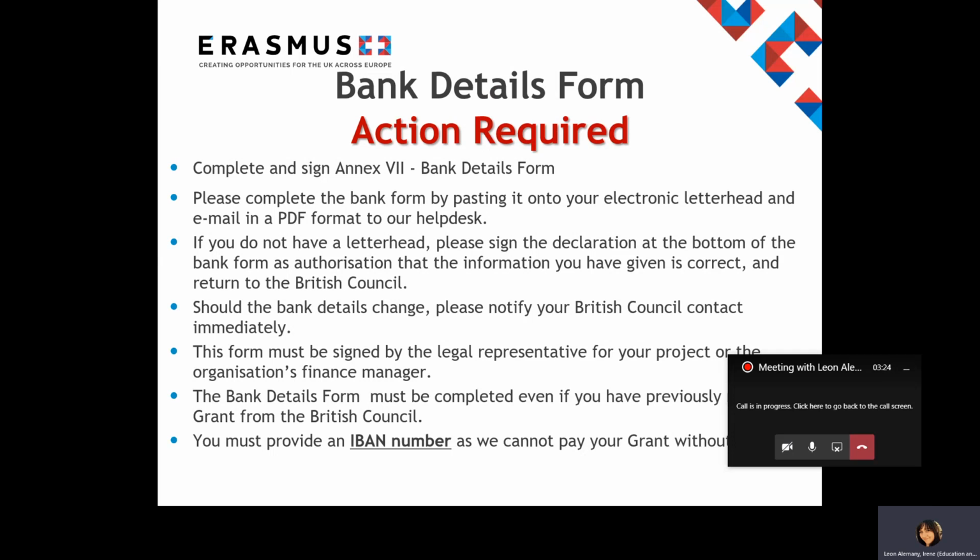You will also need to return the bank details form. This is Annex 7 of your grant agreement. Please either put this on an electronic letterhead for your organization, or make sure that you sign the bottom of the page when you're completing it to confirm that the information you have given is correct. If the bank details change at any point during your project, please let us know as soon as possible so we can amend the information. The form must be signed either by the legal representative for your project or by the organization's finance manager. The bank details form must be completed even if you have previously contracted with the British Council. And please ensure that you provide an IBAN number, as we cannot pay your grant without it.